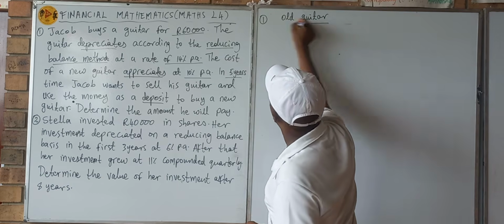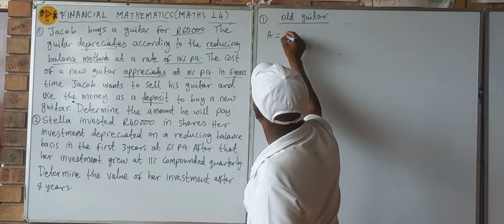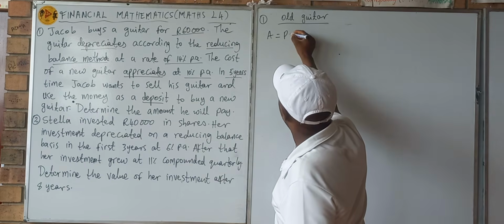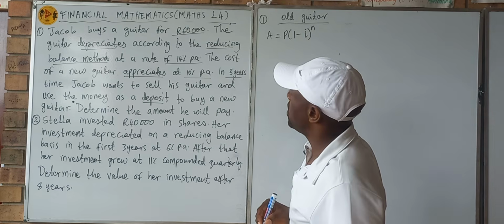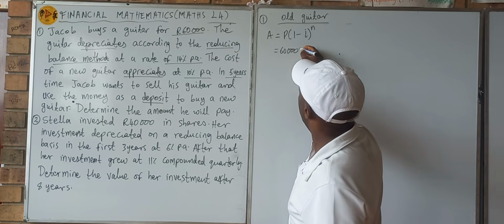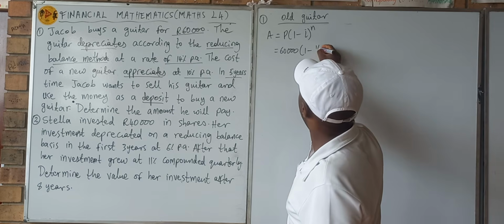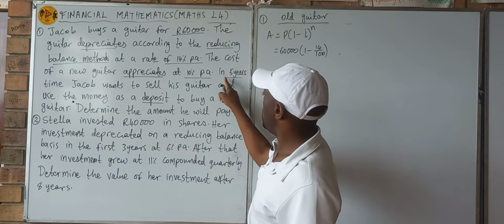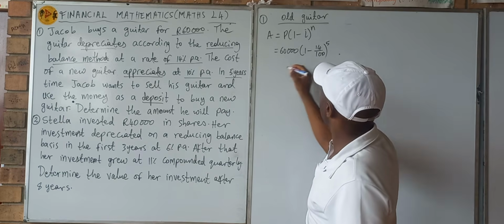What is the story of the old guitar? It depreciates on the reducing balance method. So immediately I go to my formula sheet as a level 4 student and look for the formula for reducing balance depreciation. We're told that Jacob buys the guitar for 60,000. The original cost is always your P. Then that guitar depreciates on the reducing balance method at 14%. For how many years? 5 years, because they say in 5 years' time he has to sell and then buy. It simply means he has used that guitar for 5 years.